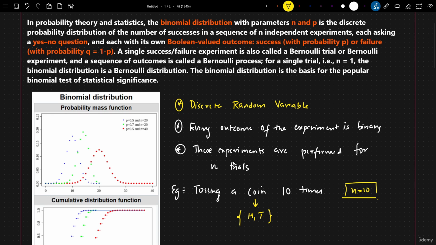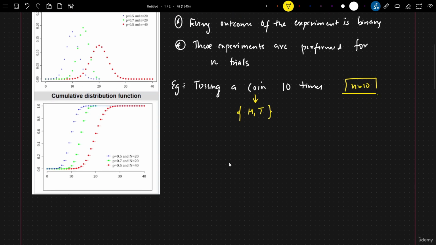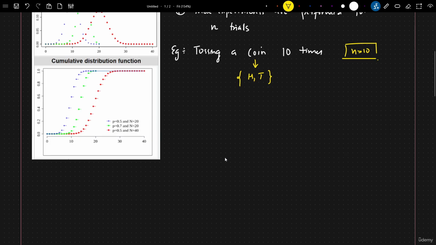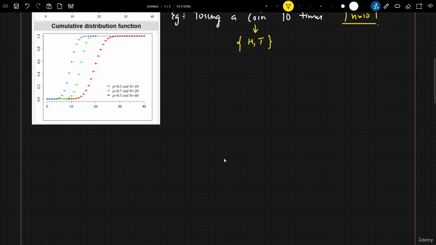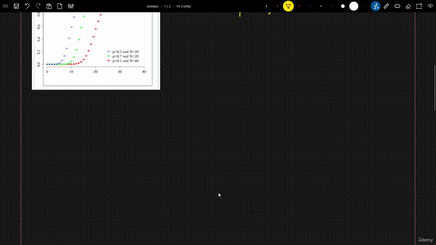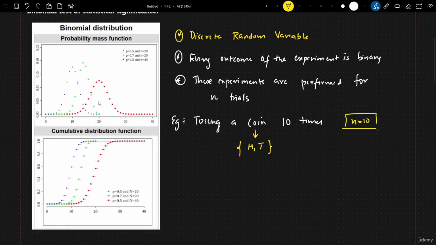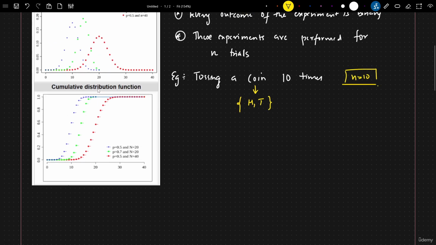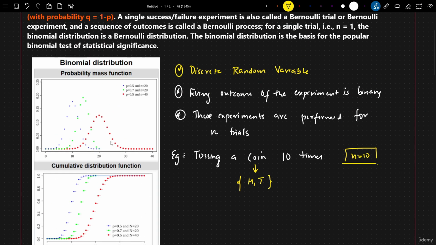Now, before I go ahead and show you multiple examples, let's first of all write some important notations that are used over here and what are the parameters that are specifically used. And then we will talk about the formula, how to construct this PMF, that is probability mass function. So here you can see the PMF.